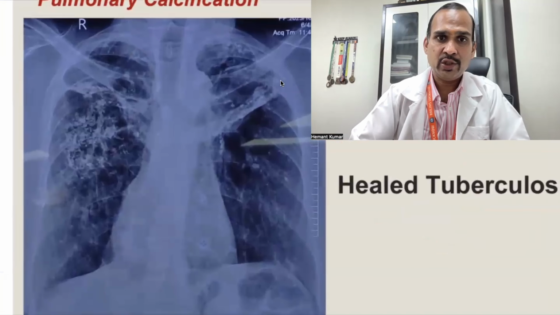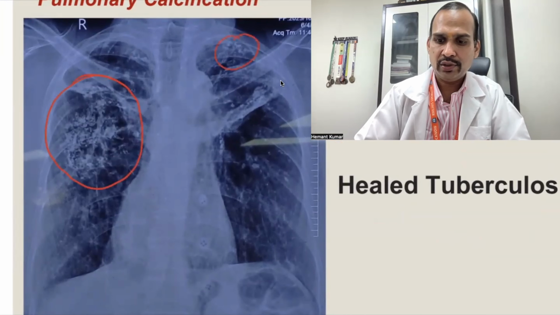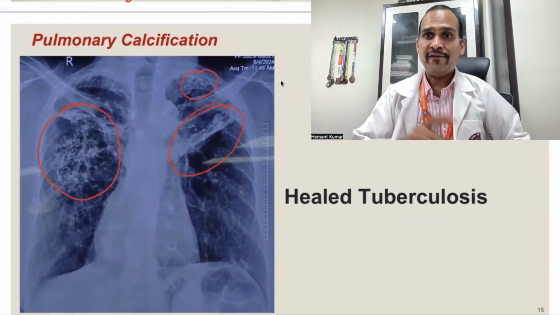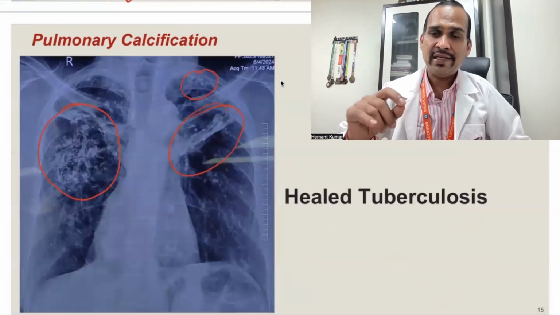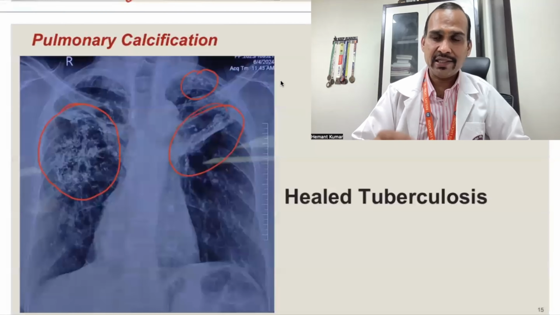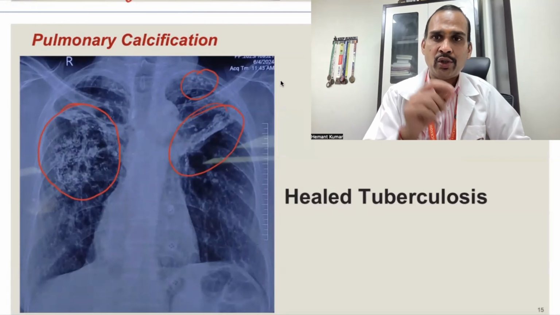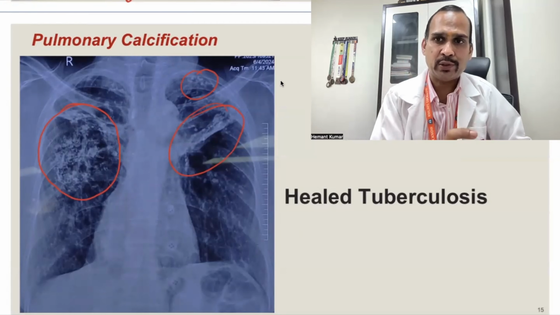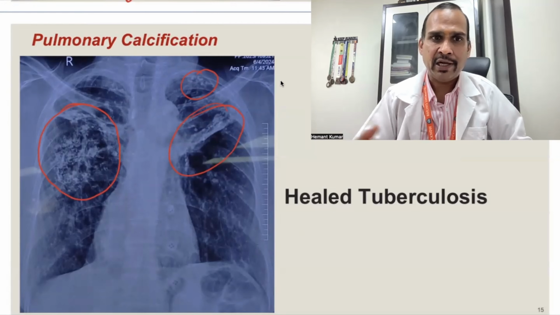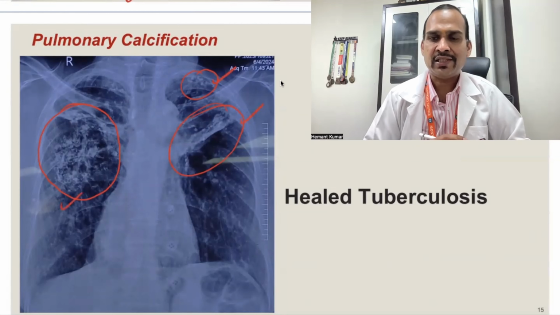In this X-ray, you can see irregular calcification here, and here also. So this is a case of healed tuberculosis. If tuberculosis is primary, then healing is by calcification. If tuberculosis is post-primary, then healing is usually by fibrosis. So this is healed primary tuberculosis, which is calcification. Differential diagnosis is hamartoma, but hamartoma is usually a single opacity, and you can find multiple opacities in this X-ray. So this is healed tuberculosis.